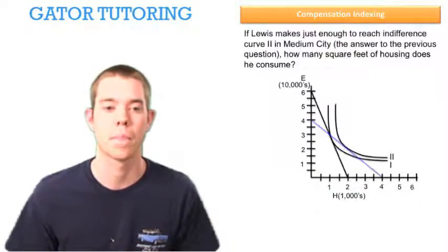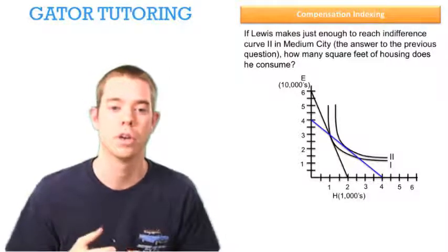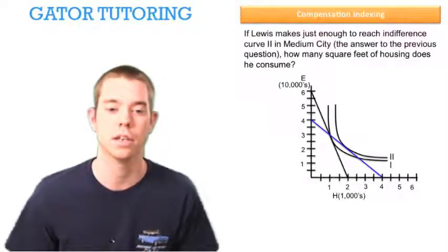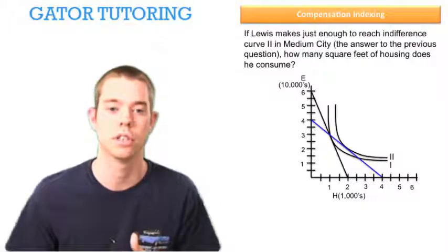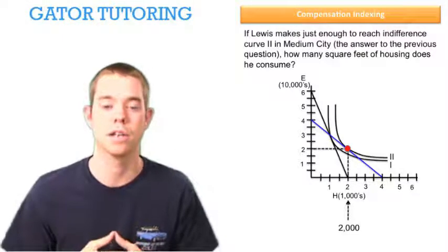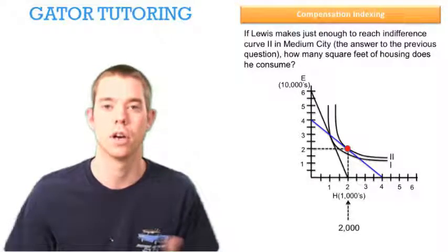The last question says, if Lewis makes just enough money to reach indifference curve 2 in medium city, the answer to the previous question, how many square feet of housing does he consume? Well, here we see our budget line drawn, and to find how much he consumes of each thing, we look at where that line barely intersects or is tangent to the indifference curve, which is at this red dot. So we see at that red dot, he's consuming 2,000 units of housing or 2,000 square feet of housing and roughly $20,000 of everything else.